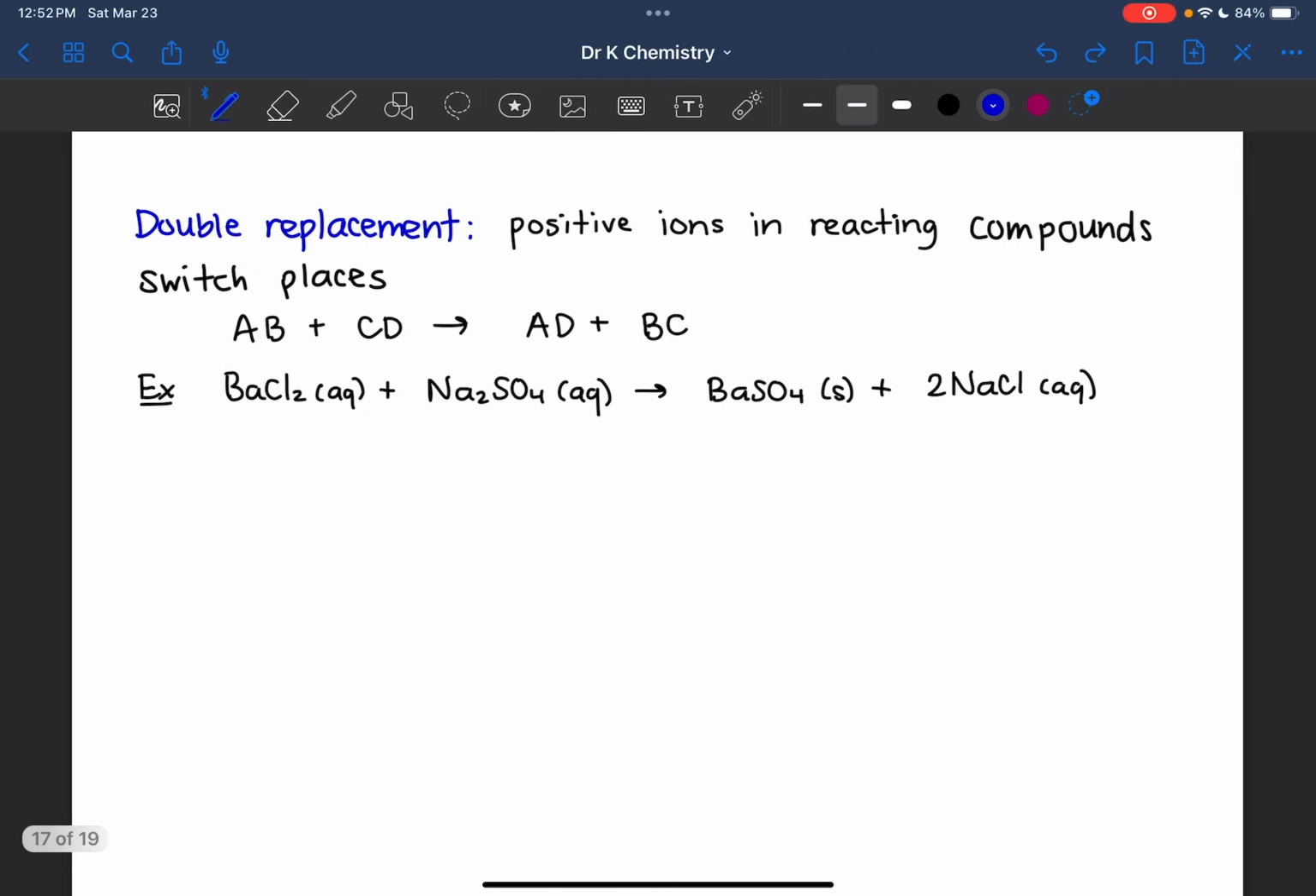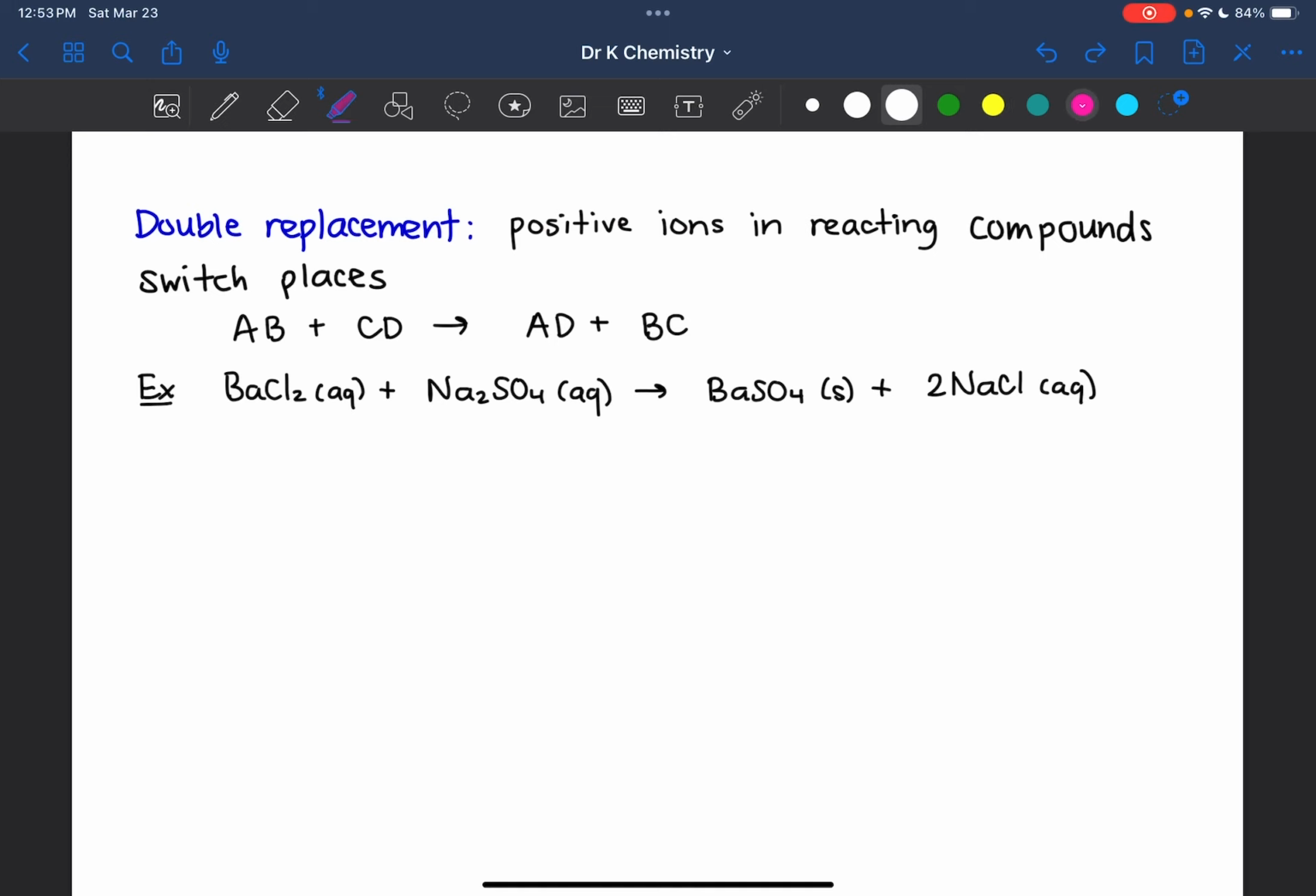There's also a double replacement. And in a double replacement, it will be very similar, but here we will have two elements that will change places. So the way that we can think about this is that positive ions, which we all know are cations, in reacting compounds are going to switch places.